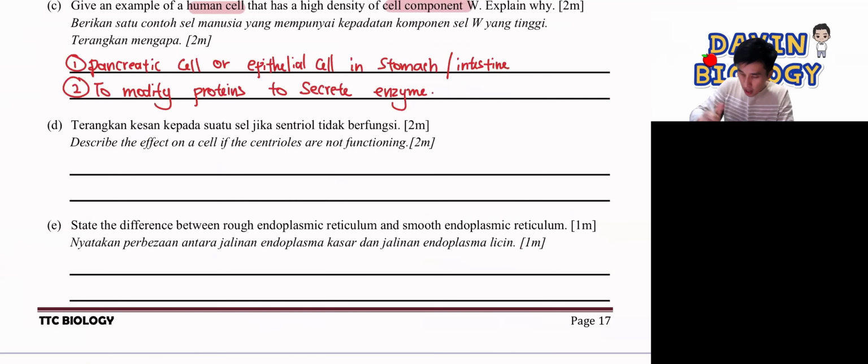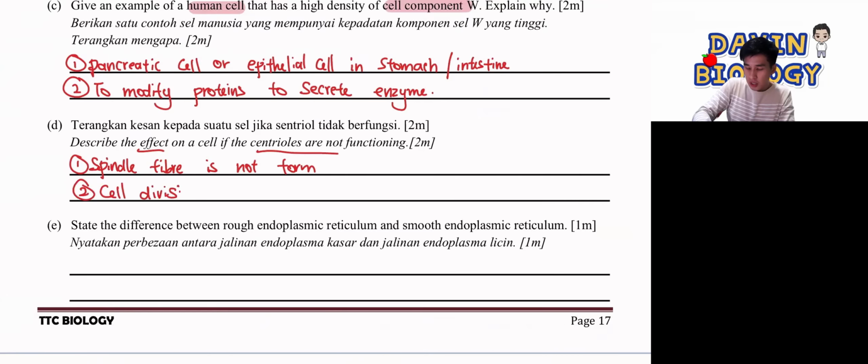So first they ask, effect on the cell if centriole is not functioning. No centriole, don't have the strings, the spindle fiber. So just say, spindle fiber is not formed. No spindle fiber, the cell very hard to separate. So basically, hence cell division cannot occur. Simple as that.